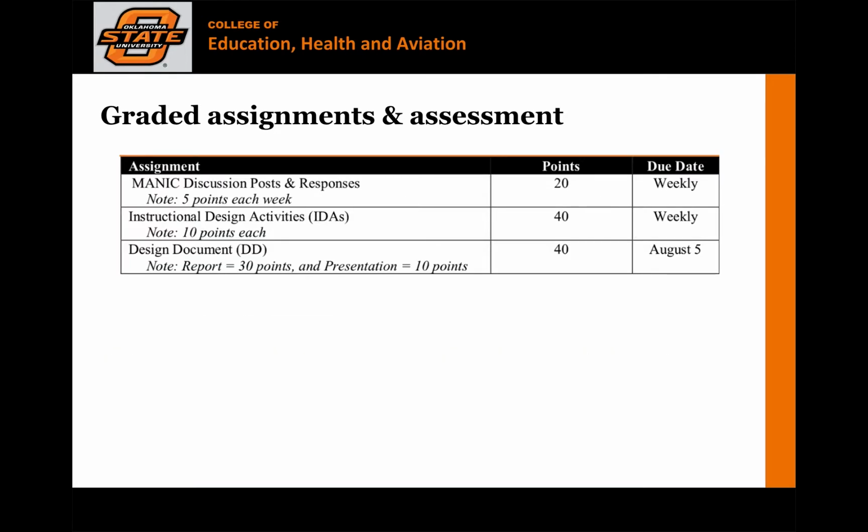So there are three major categories of assignments, and the first one is the MANIC discussion posts and responses. We'll go through that in just a second. The instructional design activities, you'll actually have four of them, so they're going to be 10 points each. And then the design document, which is kind of the culminating project of this semester. You'll have a report and a presentation. Just know, before we even go into this, what these things are: the instructional design activities are intended for you to be able to use them in your design document. So it's not a whole new project.